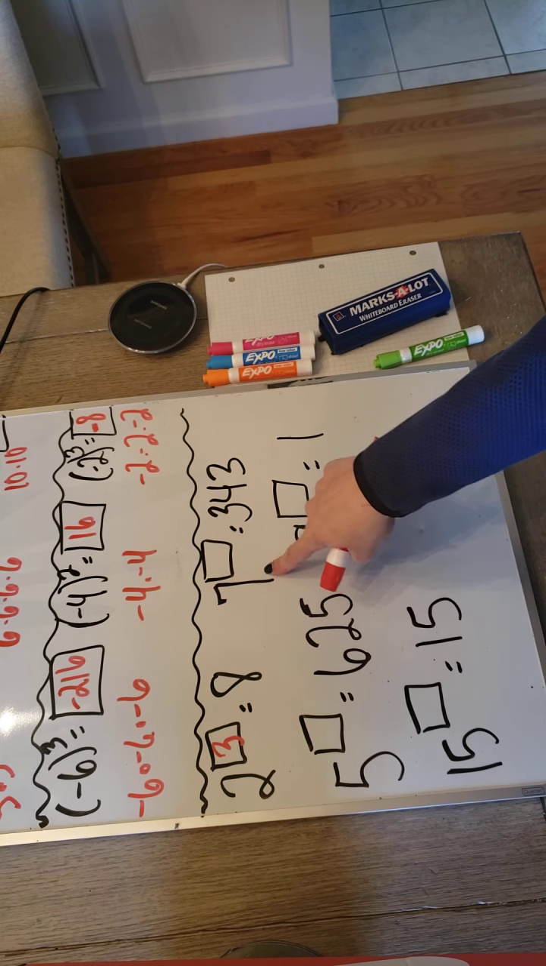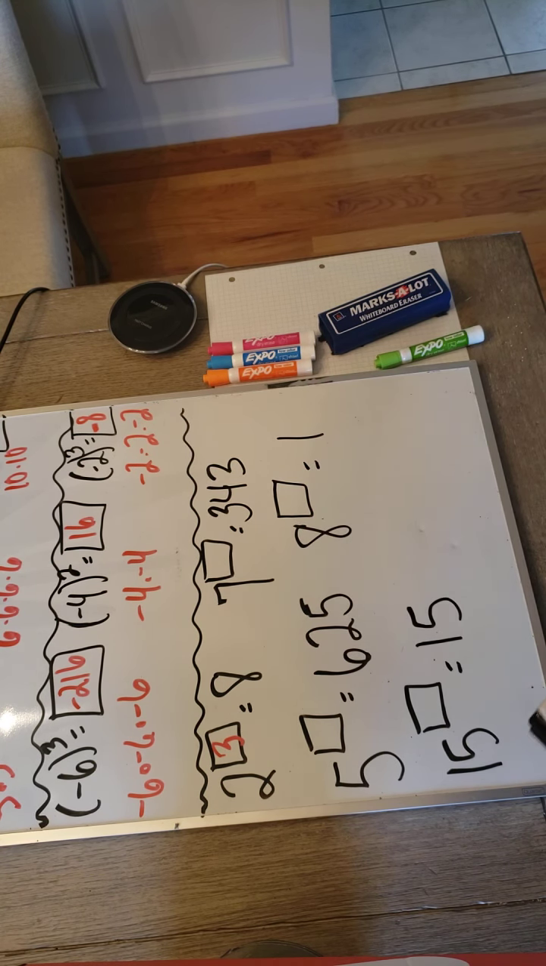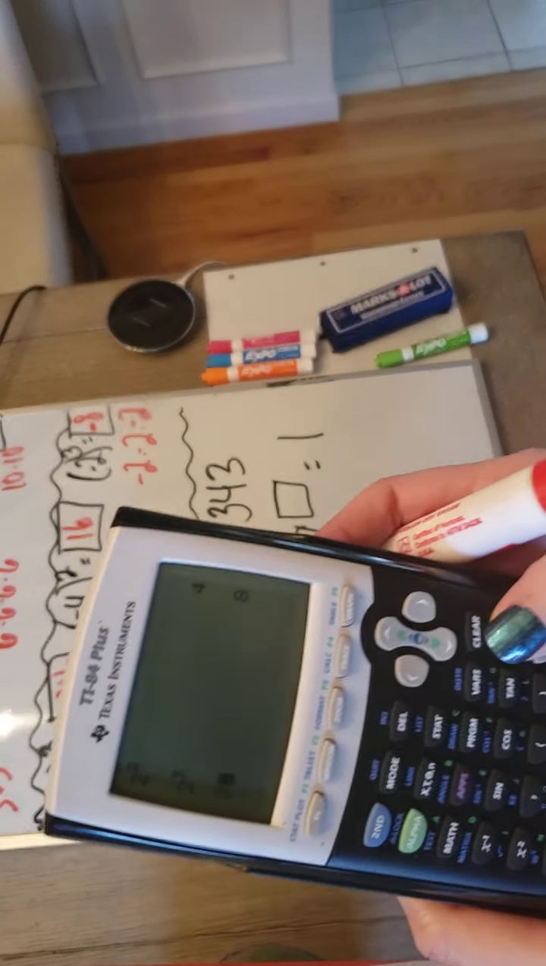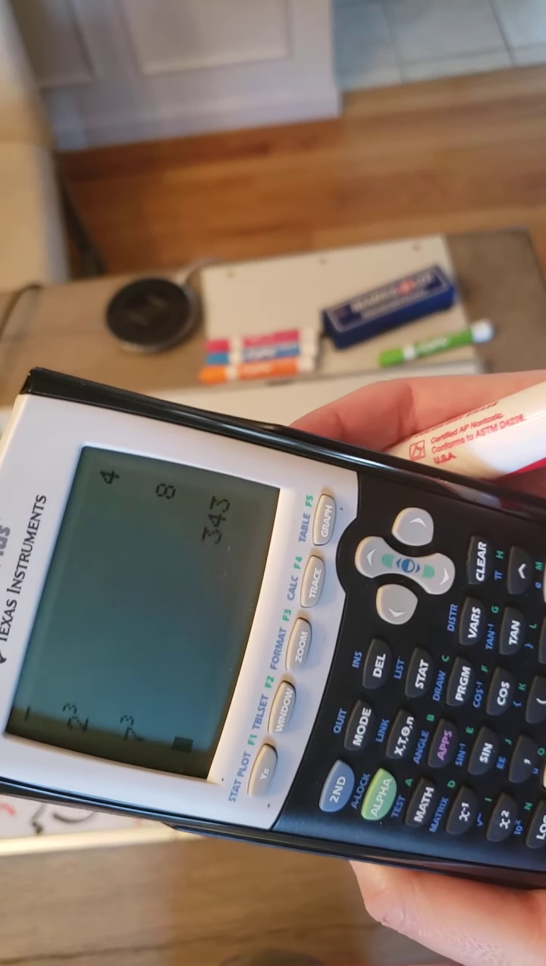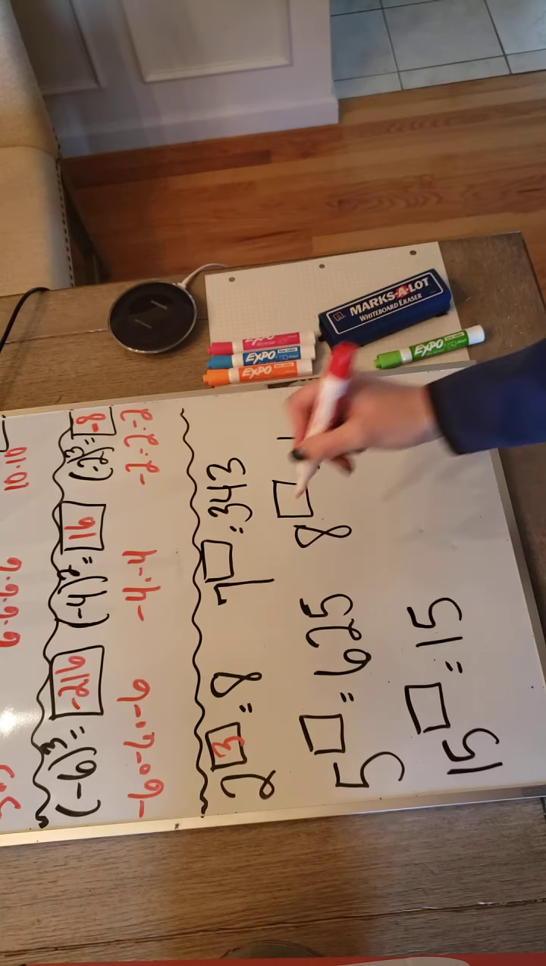So now we have 7 to some power is equal to 343. Well, I know 7 squared is going to be 49, so it has to be higher than 2. So let me try 7 to the 3rd. Oh wow, look at that.